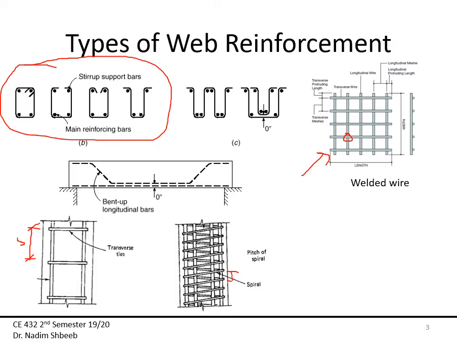I will be only concentrating mainly on the vertical stirrups right here, and when we get to the columns, we'll be using the ties and the spiral. All right, so this is for the types of reinforcement.